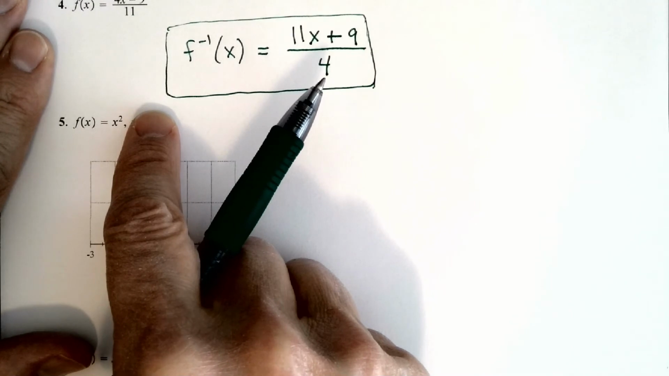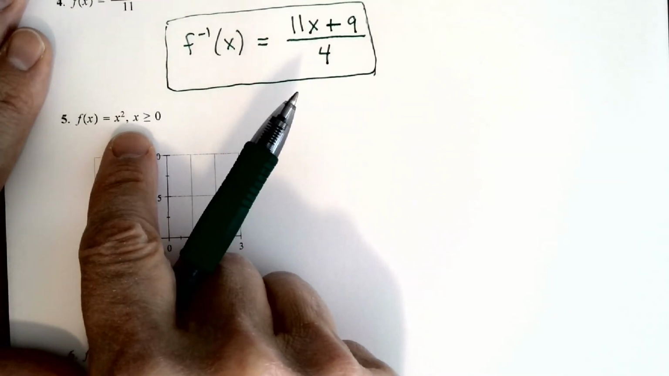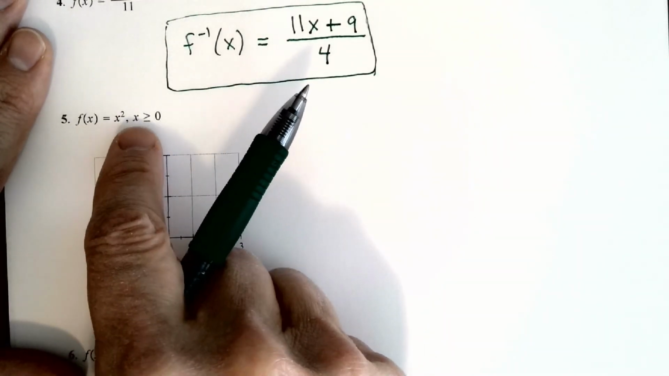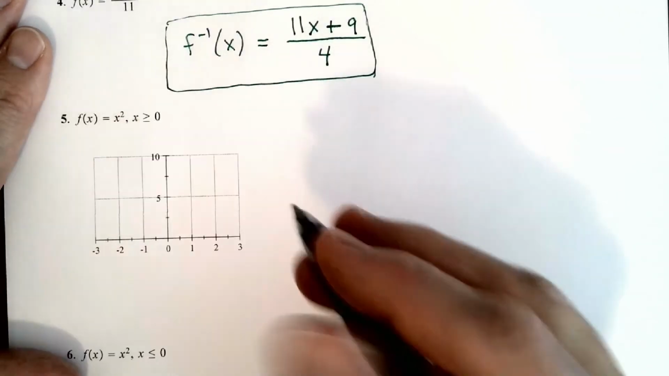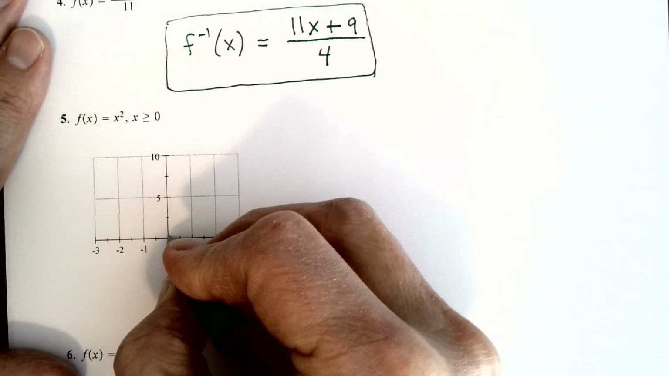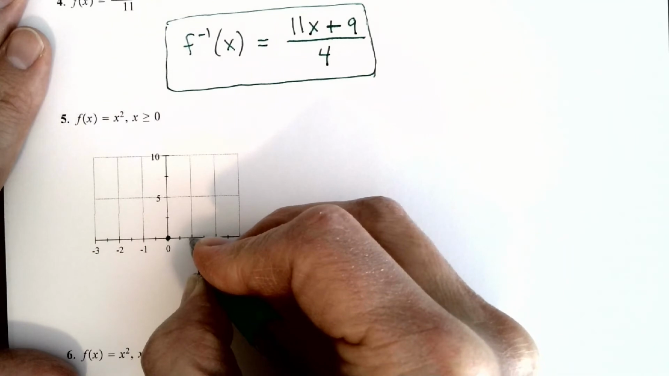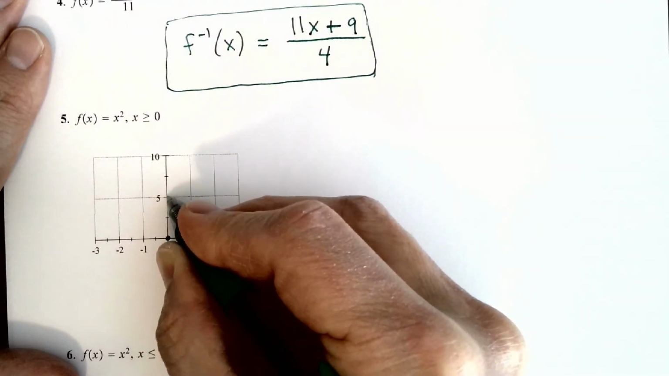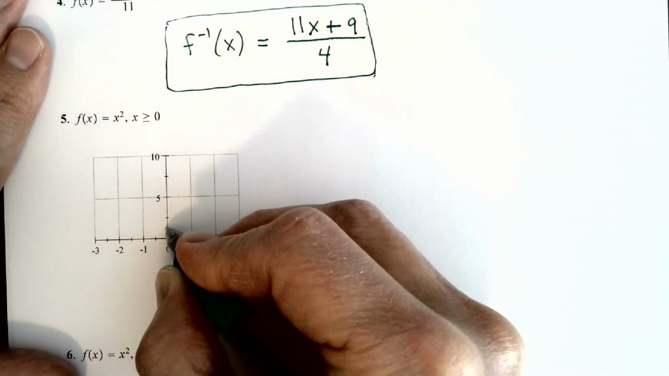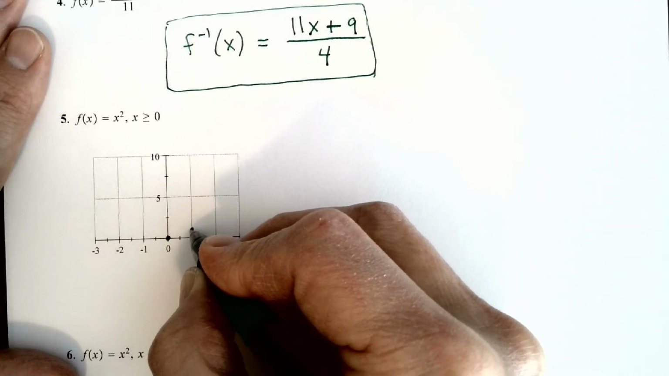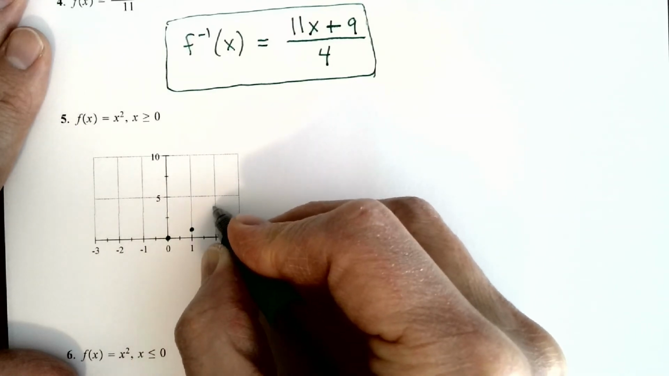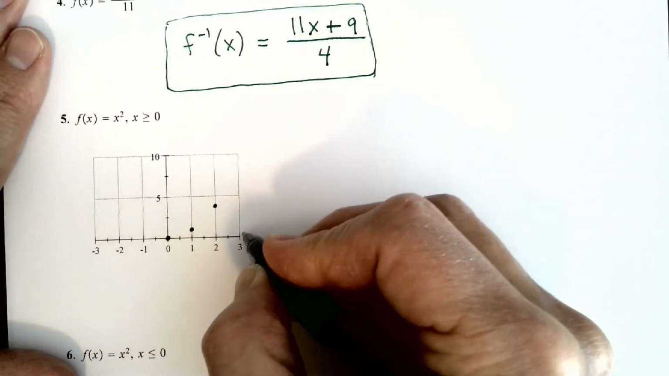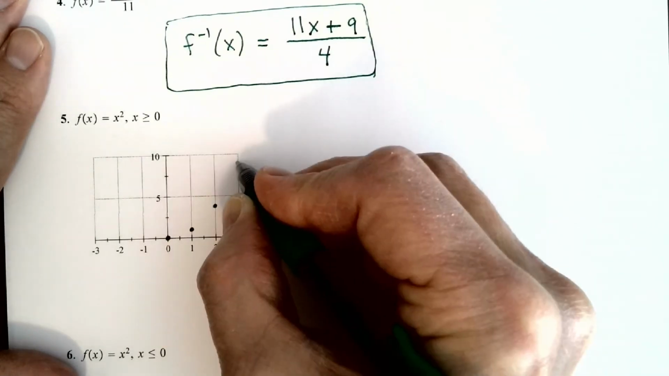Okay, but let's look at it now from this perspective. If I look at x squared for only values of x that are greater than or equal to 0, what's that going to look like? So we know 0 squared is 0, 1 squared is 1, 2 squared is 4, it's almost 5. And 3 squared is 9. Here's 10, so just shy of that.